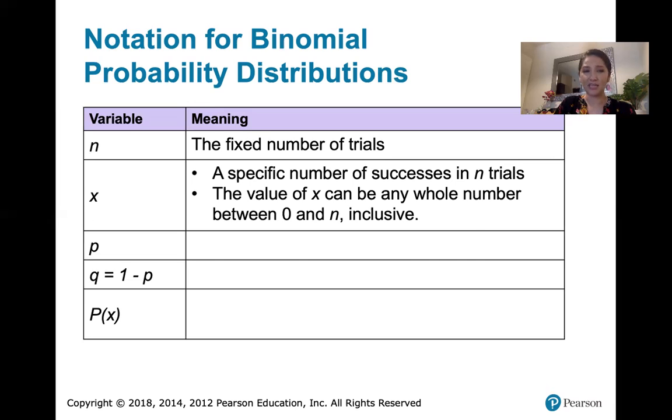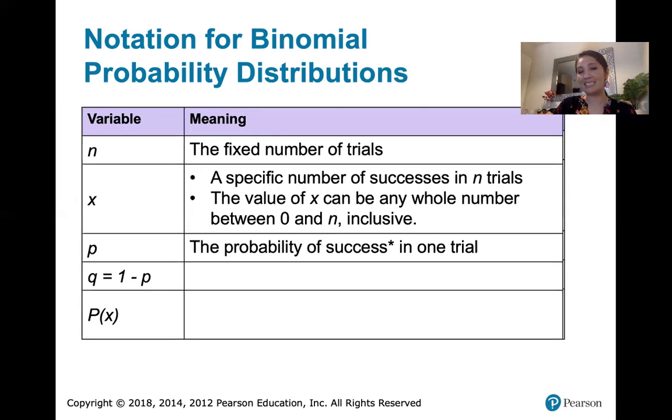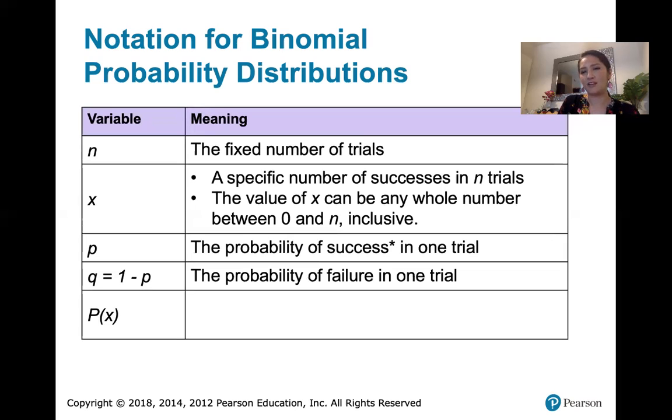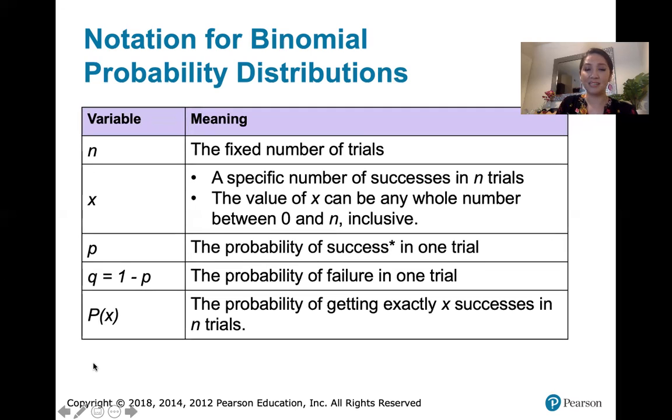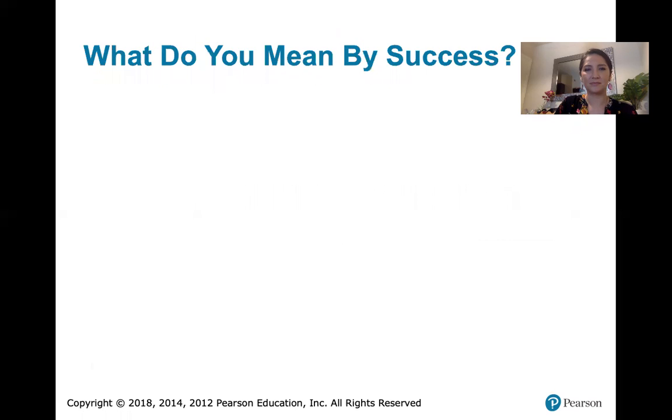Now, lowercase p will represent the probability of success in one trial. I've got a little asterisk there because we're going to come back to that word success and what we mean by success. If p is the probability of success in a single trial, q, which is defined to be 1 minus p, is the probability of failure in one trial. And this probability of x at the bottom here is the probability of getting exactly x successes in n trials.